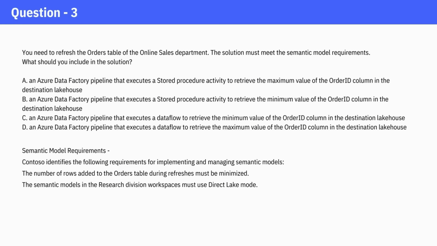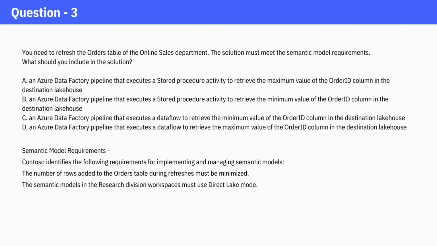C. An Azure Data Factory pipeline that executes a data flow to retrieve the minimum value of the order ID column in the destination Lakehouse. D. An Azure Data Factory pipeline that executes a data flow to retrieve the maximum value of the order ID column in the destination Lakehouse. The correct answer is D.